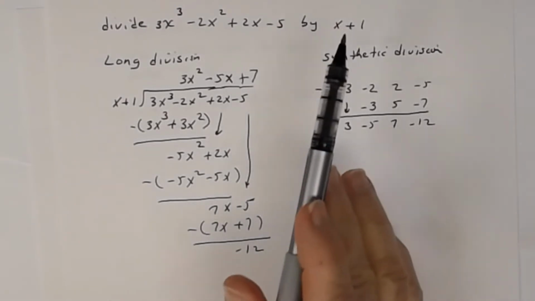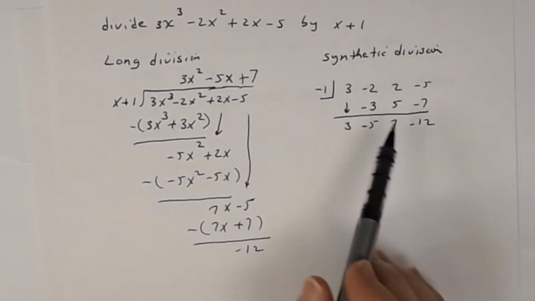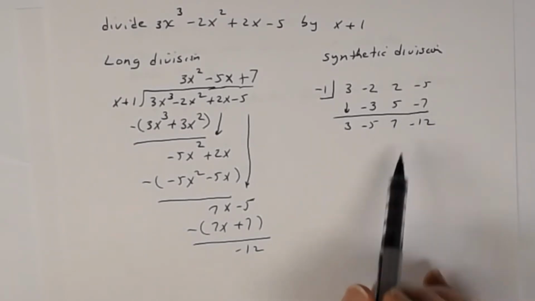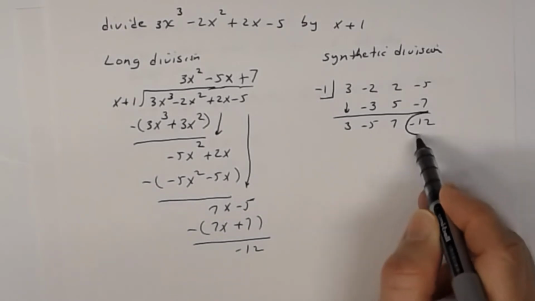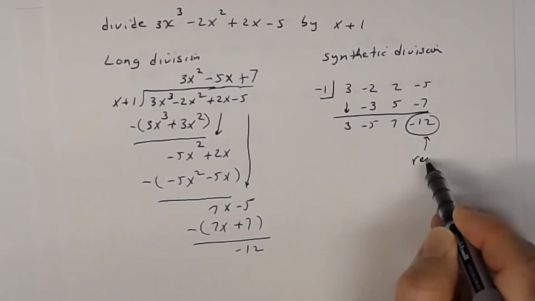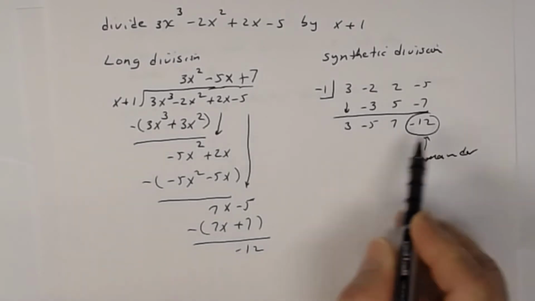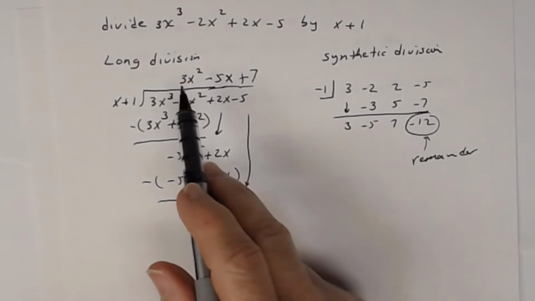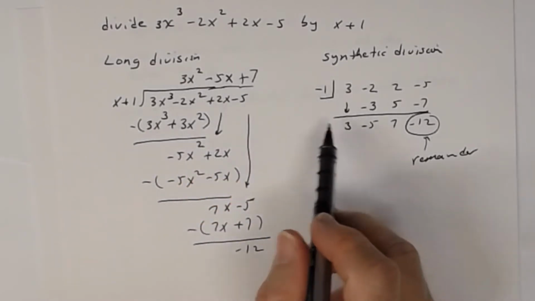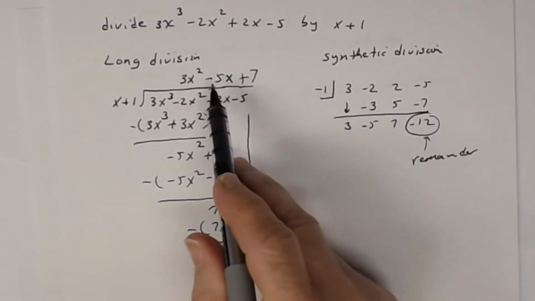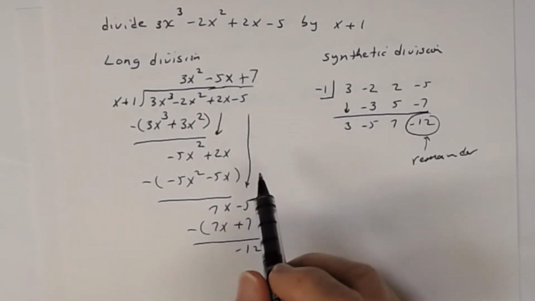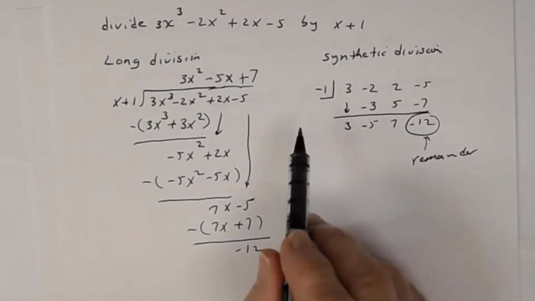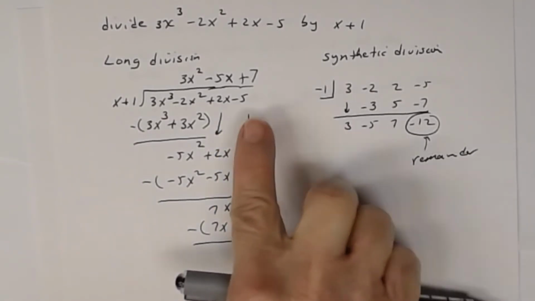Whenever you use synthetic division, that last number is your remainder. So this right here is going to be your remainder. And these numbers to the left of it will be the coefficients of your quotient: 3, negative 5, 7. As we go through about 3 examples, just remember what we just stated.